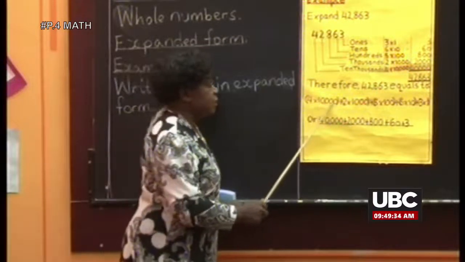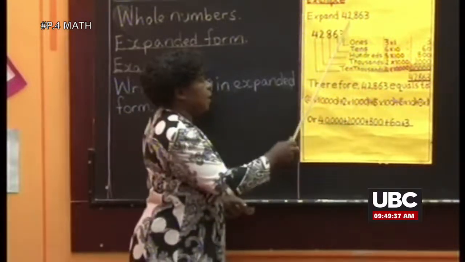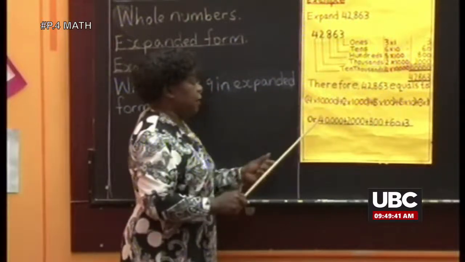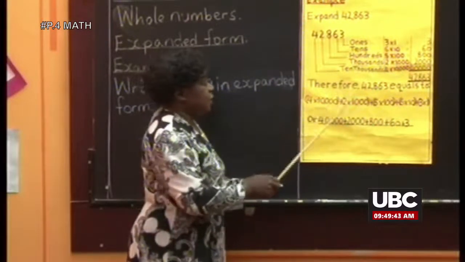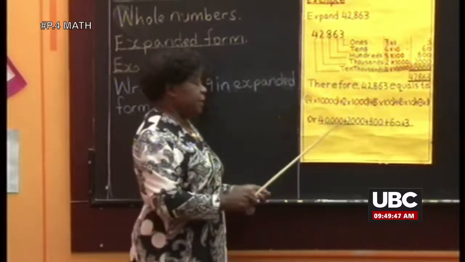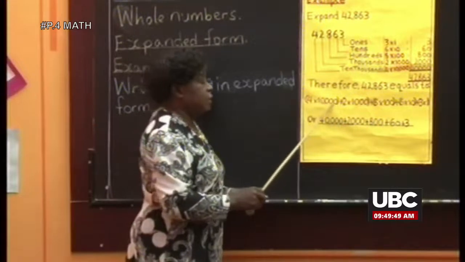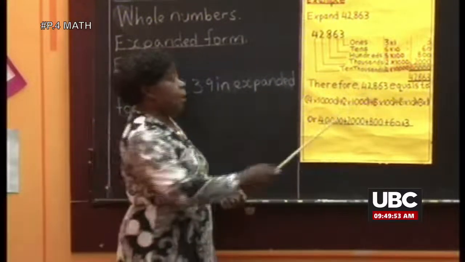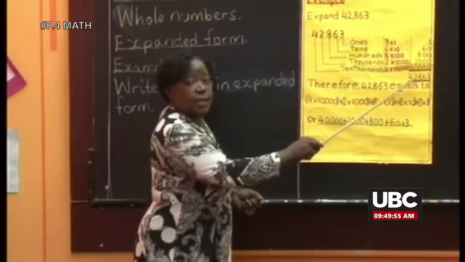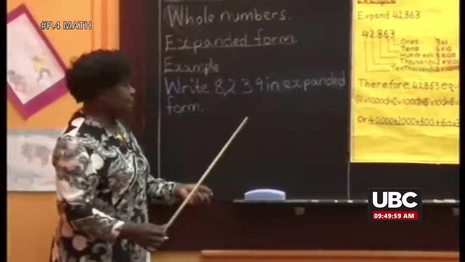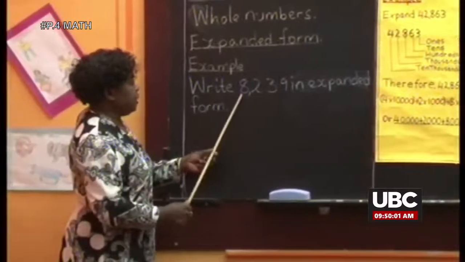And this is the expanded form of this number, either by multiplication, or you can add and represent the number using values. We have expanded in this form, and we have expanded in this form. When you write it in a short form, you come to 42,863.